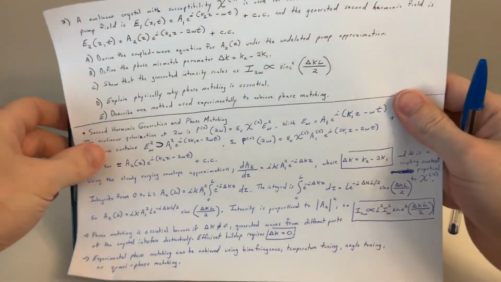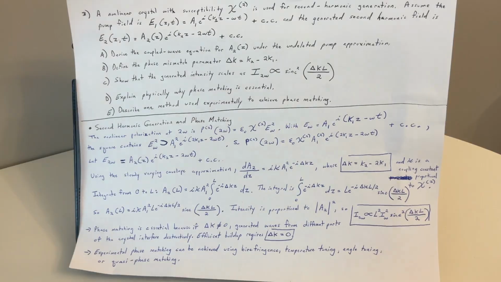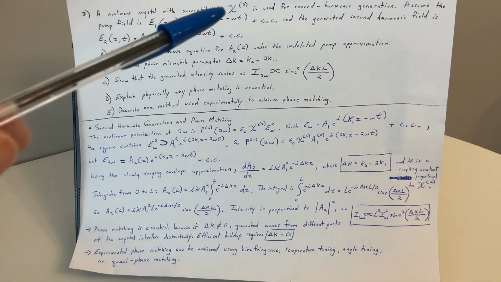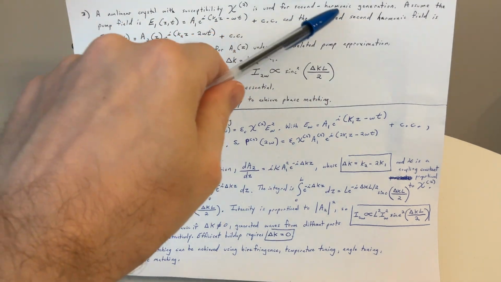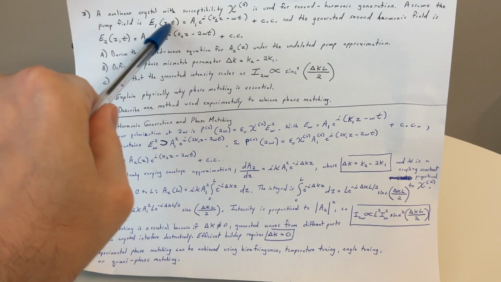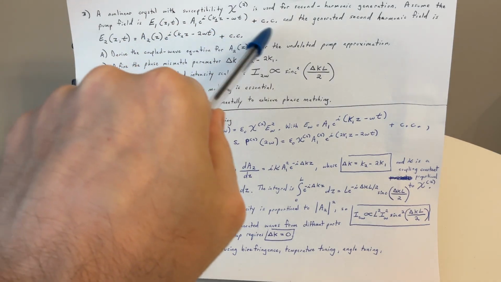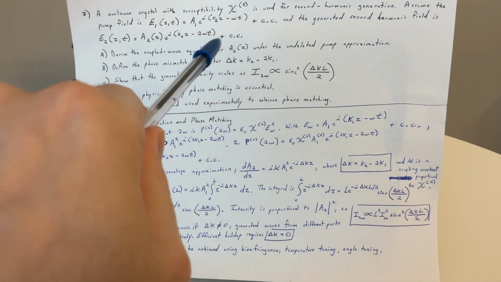Okay, number 3. A nonlinear crystal with susceptibility given here is used for second harmonic generation. Assume the pump field is given here as E sub 1 of z, t. And the generated second harmonic field is E sub 2 of z, t, given here. Okay.